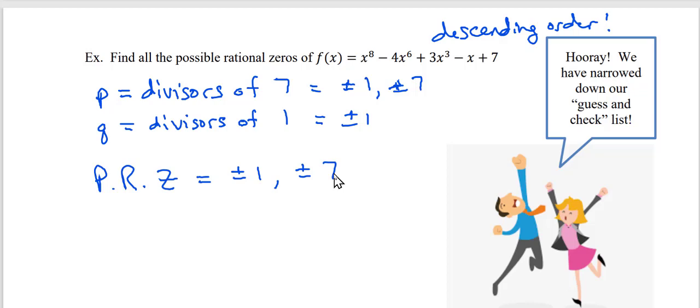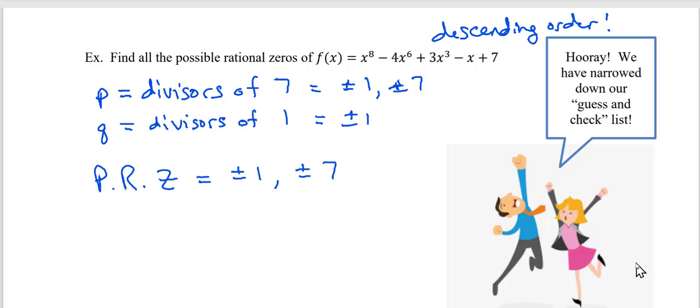This is a super small list. It's only 4 total possible rational zeros: +1, -1, +7, -7. That is super helpful if one of those works. So we have this sort of celebration over here because we have narrowed down our guess and check list. These at least are possible rational zeros. There is absolutely no reason to try x equals 2 as a zero of this function.